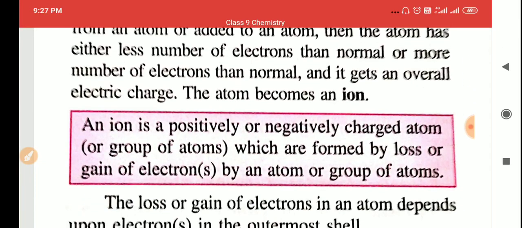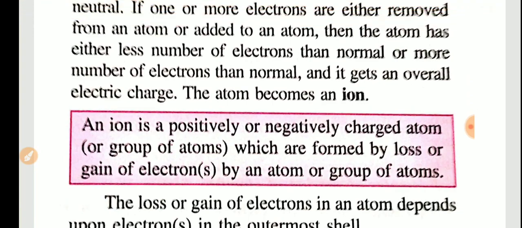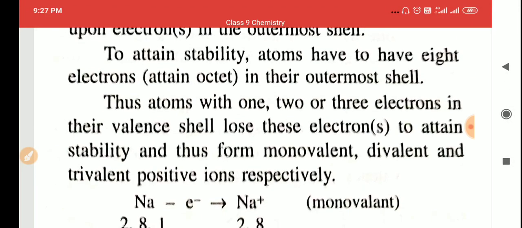So when an atom gets a charge, it will not be an atom anymore. It will convert to an ion. What is an ion? An ion is a positively or negatively charged atom. Understand how they get that charge? By losing and gaining of electrons. An ion is a positively or negatively charged atom which is formed by losing or gaining of electrons. Okay, see this example.